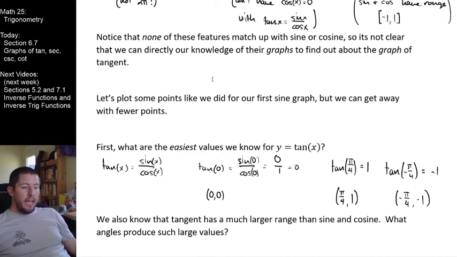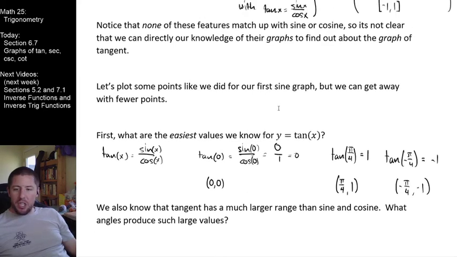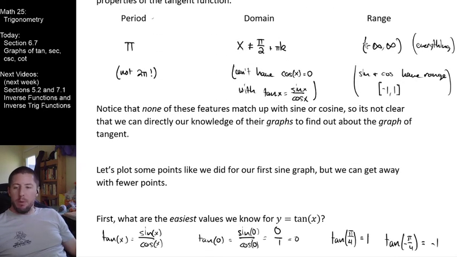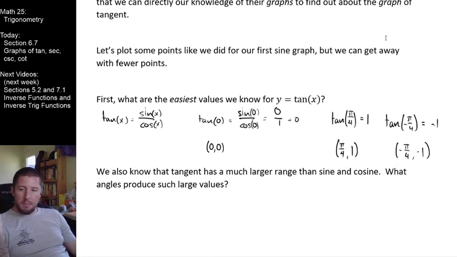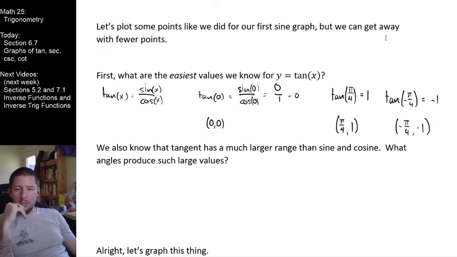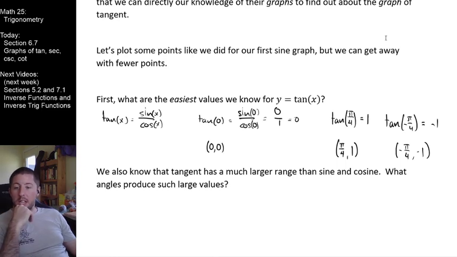We also know that tangent has a much larger range than sine and cosine, meaning the output span is much broader. With sine and cosine, you're only ever going to get out stuff between negative 1 and 1, but with tangent, you can literally get out any number. It's a way broader variety of possible outputs. We don't usually see them until we're really close to these large values, values very close to 90 or very close to 270 down here, but it's possible to get out literally any real number. So my question is, what angles produce such large values?